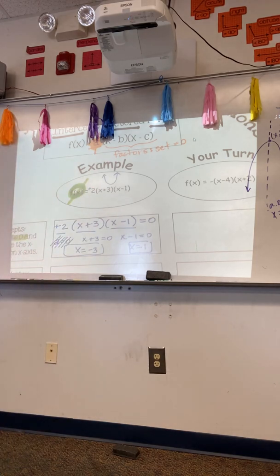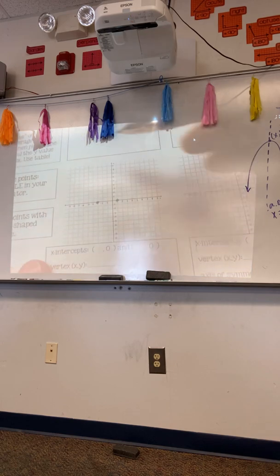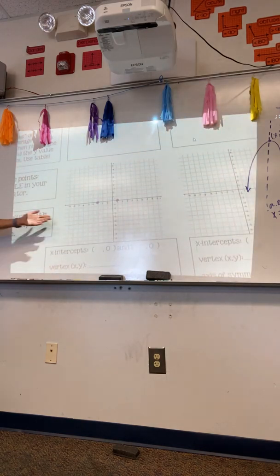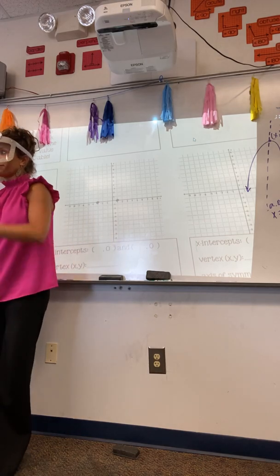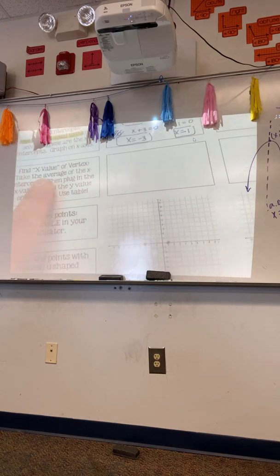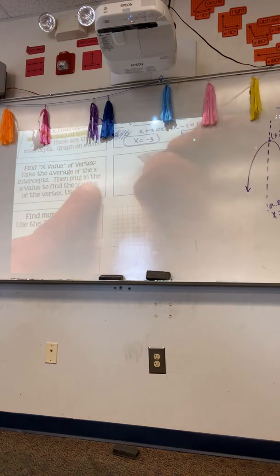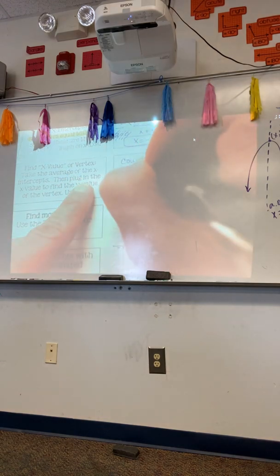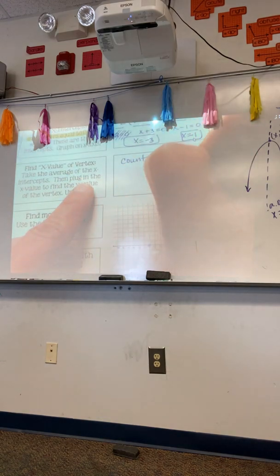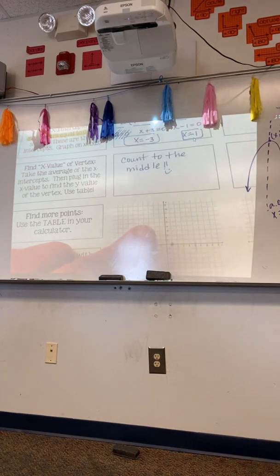Okay. So down here, when I look at this, I have an idea that it's going to open up. Well, where in the world is my vertex? That's our next step. So step number 2, what we want to do is find the x value of the vertex. It says take the average. But what I do is I just count to the middle using my pointer fingers. Okay?